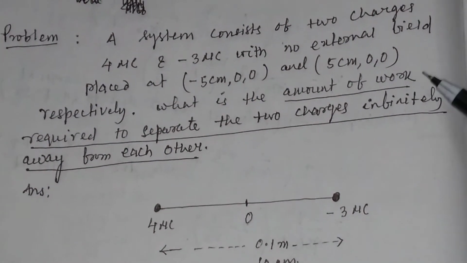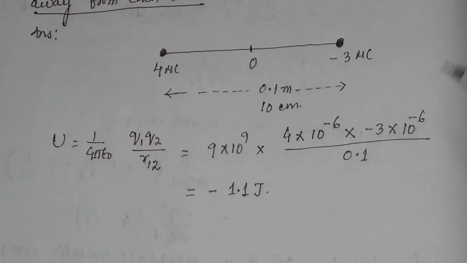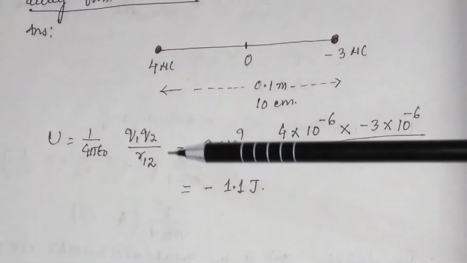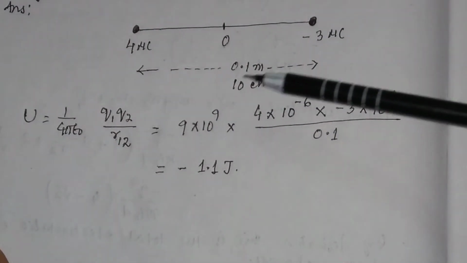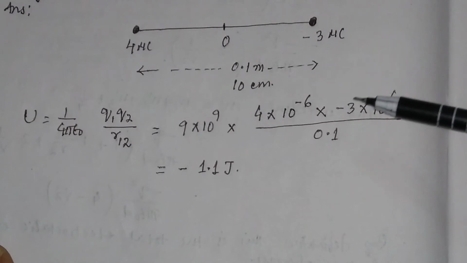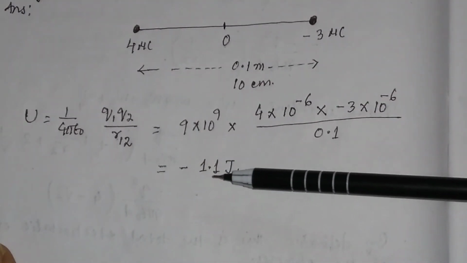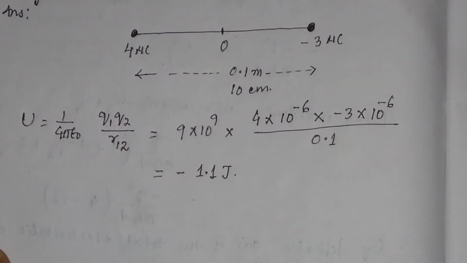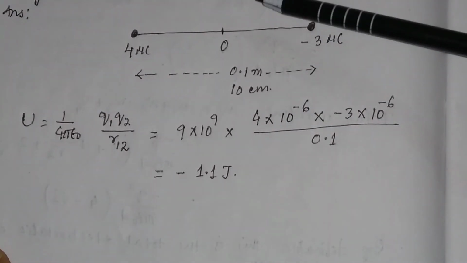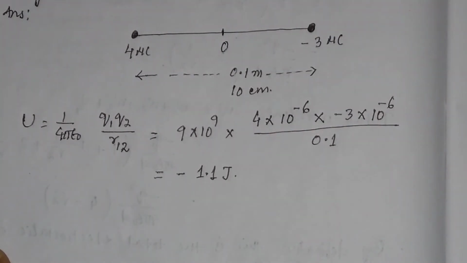We know the potential energy between these two charges, U, will be equal to 1 by 4 pi epsilon 0 Q1 Q2 by R12. If you put in the values, it will be equal to minus 1.1 joule. So this amount of work is required to separate the two charges infinitely away from each other.